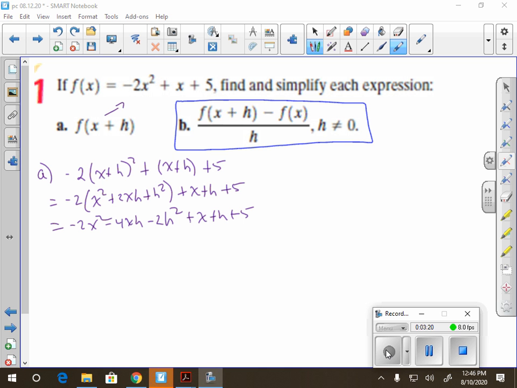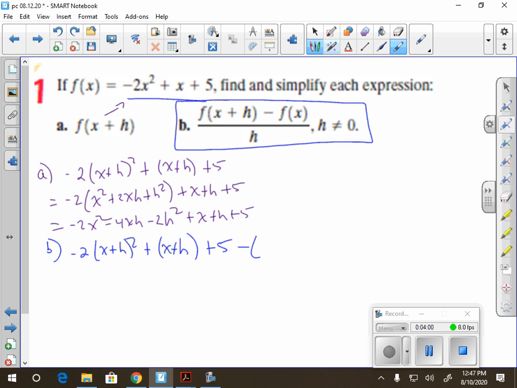All right, so let's take a look at B. This is going to be a little bit more exciting. Again, remember, we are substituting this in for x. So here we go. This becomes negative 2 times x plus h squared plus x plus h, this is what I'm substituting in, plus 5, that takes care of that whole thing. Now I've got to take care of the minus f of x. When you plug in x for x, it becomes the same thing, 2x squared plus x plus 5, all over h, and now I've got to simplify this mess. I don't think I need to keep the video going, so I'm going to pause it and do the algebra.